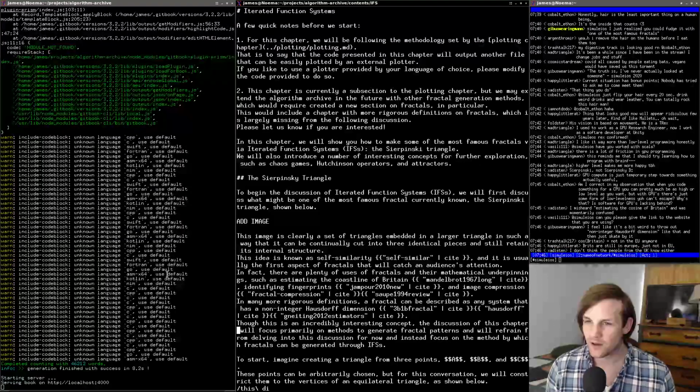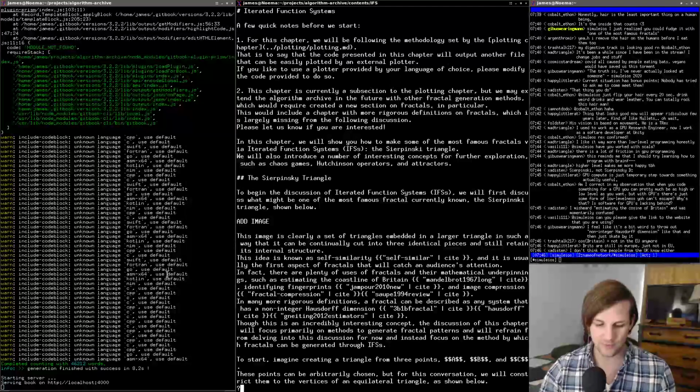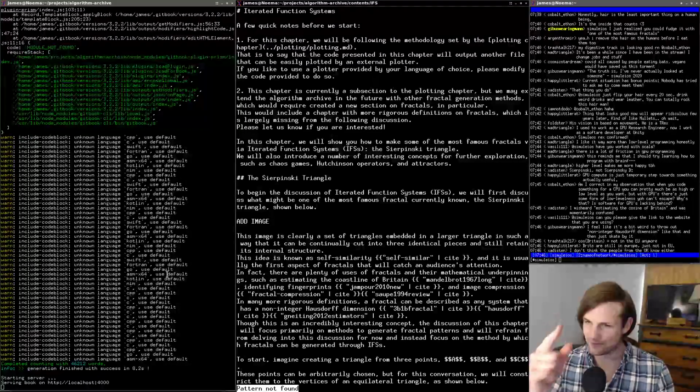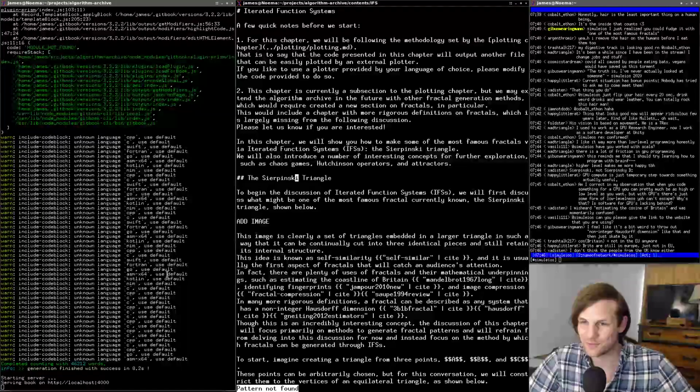That's fair. Sierpinski, not Sierpinski. Oh no, I probably screwed this up everywhere. Okay, wait. Maybe it's only this one. It was only that one. Wow. Okay, for once I actually spelled it right.